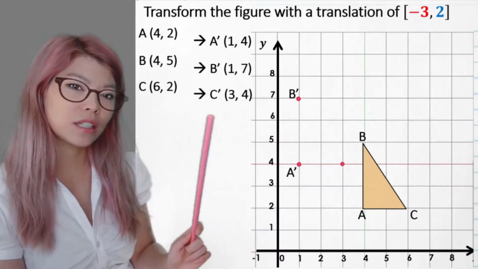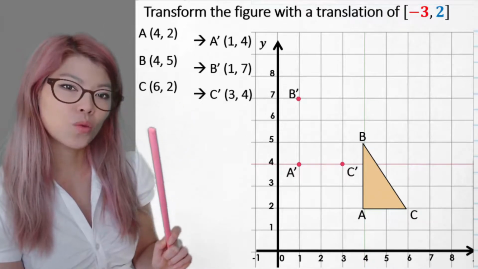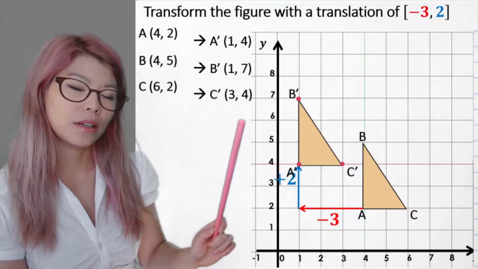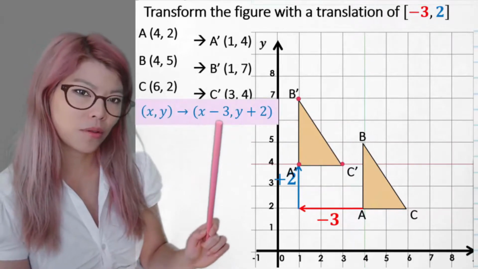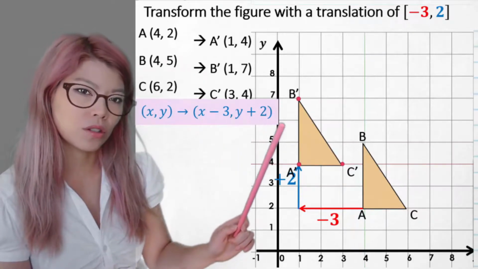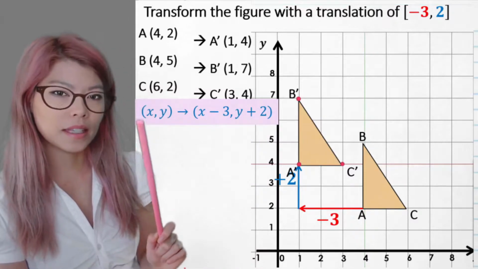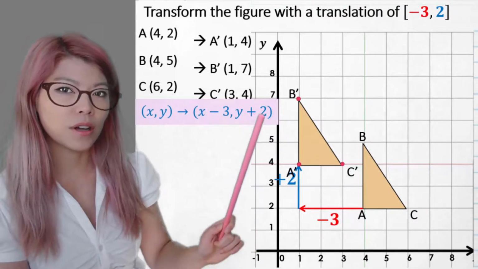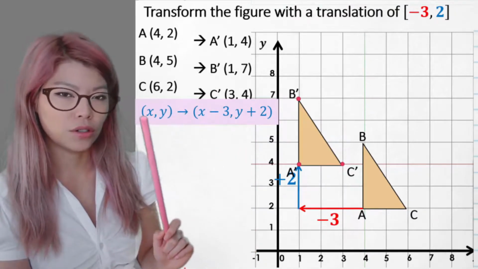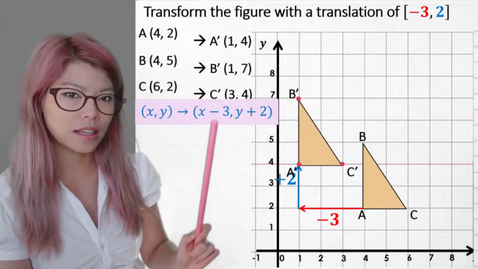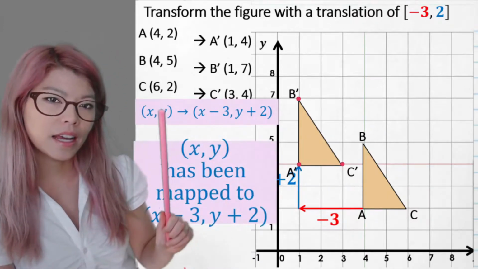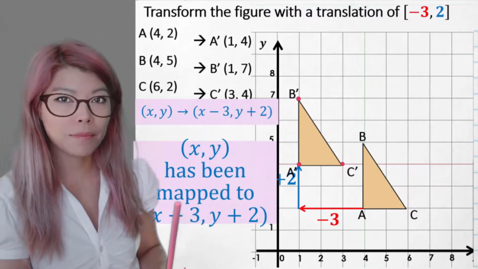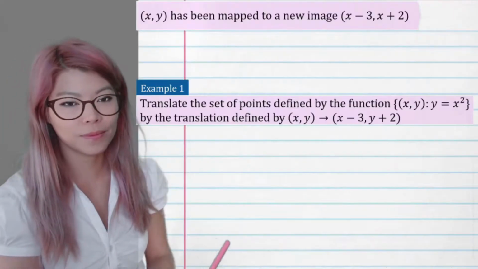How do we generally describe this? So the point (x, y) has been moved, or translated, to the point (x - 3, y + 2). We describe this as our original coordinate and this as our image of the original coordinate. So this here is the image. And this transition is called mapping. So (x, y) has been mapped to (x - 3, y + 2).